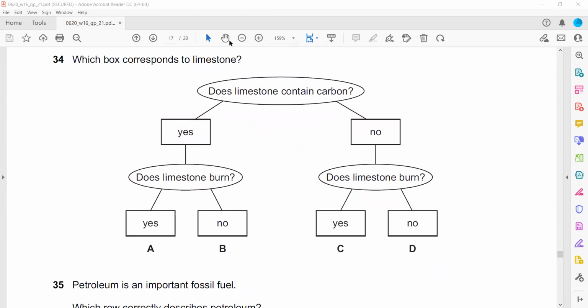Which box corresponds to limestone? Does the limestone contain carbon? What is limestone? Limestone is calcium carbonate, CaCO3. Does it contain carbon? Yes, it contains carbon. Does the limestone burn? We don't burn limestone. Limestone can decompose to give calcium oxide and carbon dioxide, but it does not burn. It's not a fuel. That's why limestone cannot be burned.